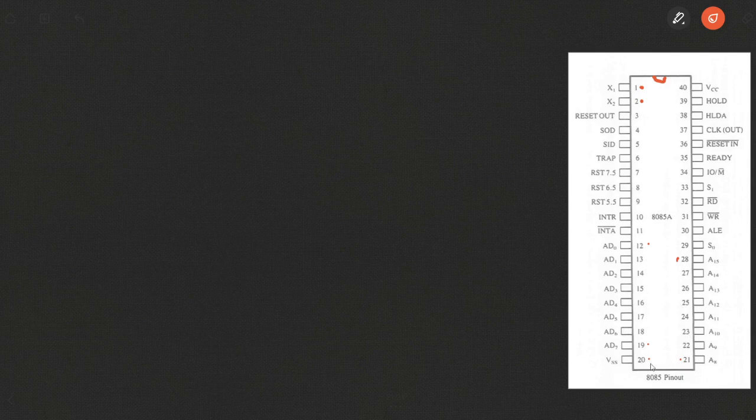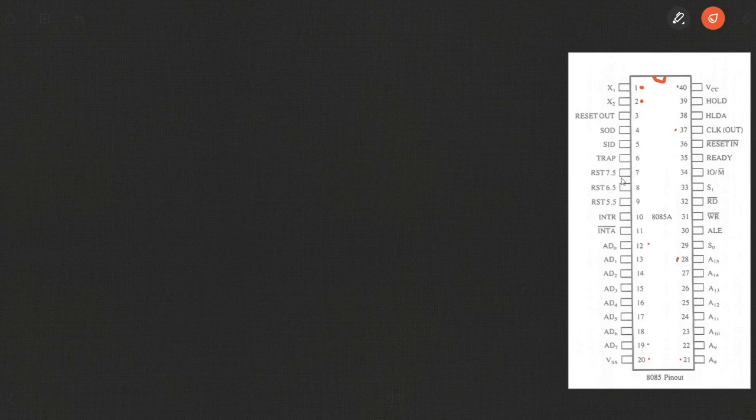We studied pins 20 and 40. Since the microprocessor 8085 requires plus 5 volts to operate, plus 5 volts will be applied through pin number 40, and the ground will be applied across pin number 20. Also, we studied the clock out signal, pin 37, used to interface external circuits and devices and synchronize them with the microprocessor 8085. We use the clock out signal. A 3.14 megahertz signal will be available at this pin.